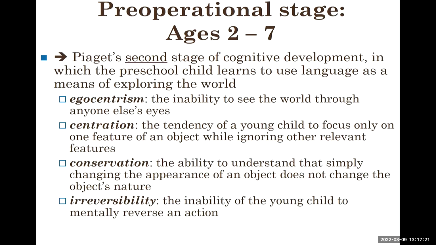Conservation. Okay, this is an important milestone when children actually understand it. Conservation refers to understanding that if you change the appearance of something, it doesn't change its nature. We're going to see an example of that. I think the example I'll show you is when you have liquid in a short fat glass and you pour it into a tall thin glass. Before the understanding of conservation, they're going to think there's more liquid in the tall thin glass just because it's higher up.